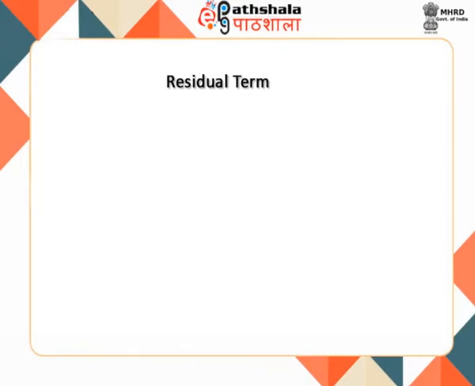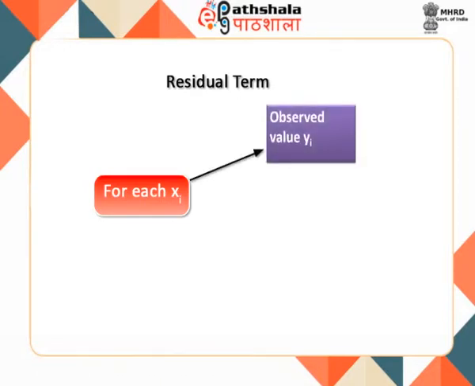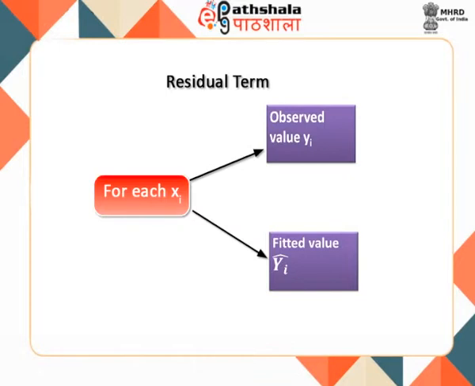After understanding the population regression function and sample regression function, let us understand the concept of the residual term. For each xi, we have an observed value yi and a fitted value y cap i. The difference between yi and y cap i is called the residual u cap. In other words, the observed value of yi is the summation of the residual term and the fitted value.